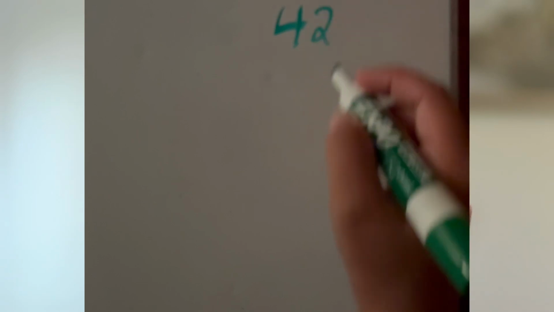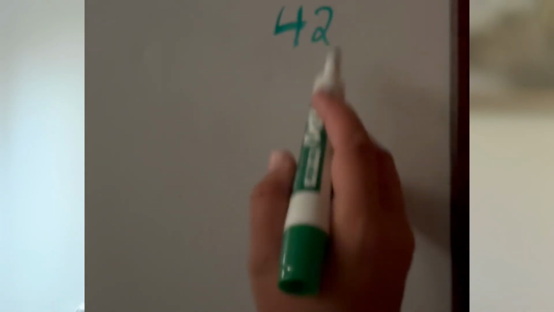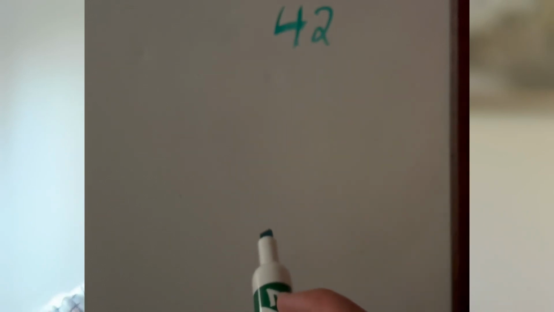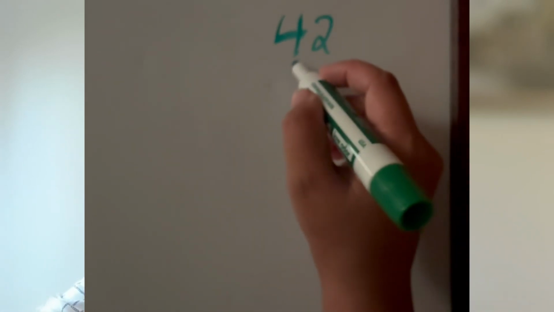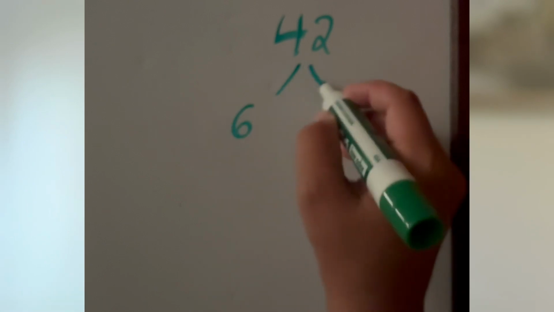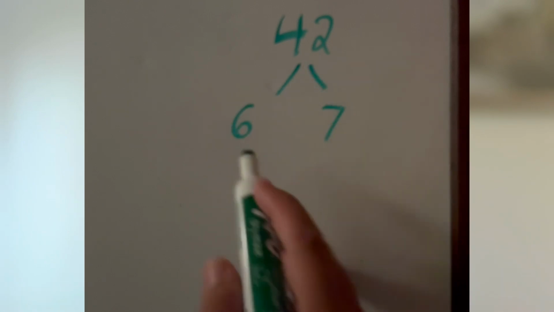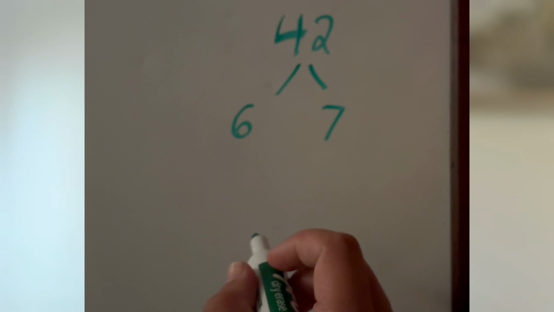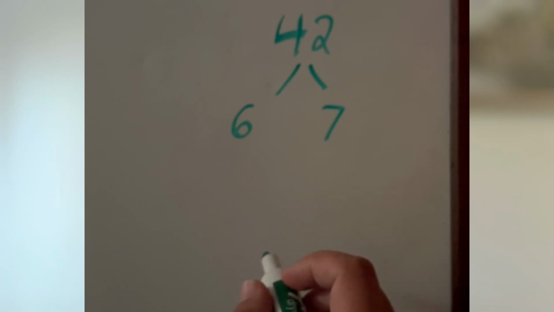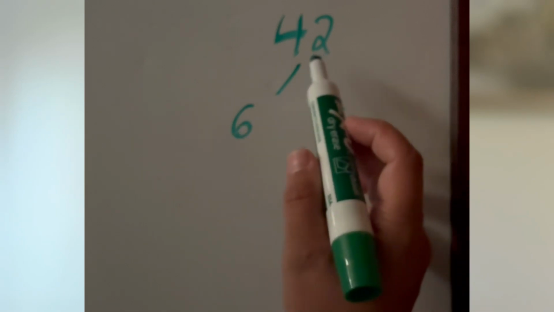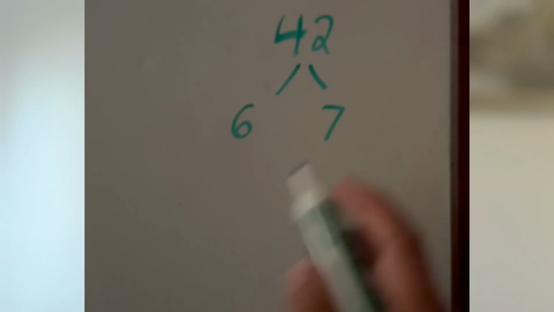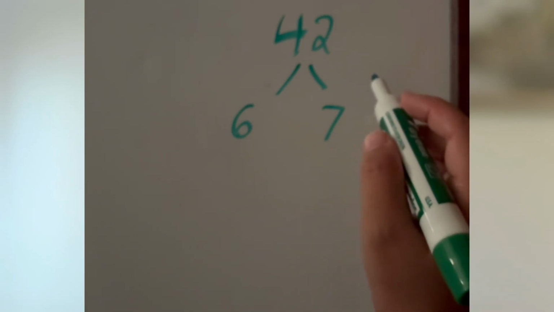Let's go through another example. 42. What two numbers can I think of multiplied together to get 42? Well, I can think of 6 and 7. So we're going to draw a branch to 6 and a branch to 7. Again, these are getting linked up to 42, showing that 6 times 7 will give us 42. Now, are we done? Are 6 and 7 prime numbers?